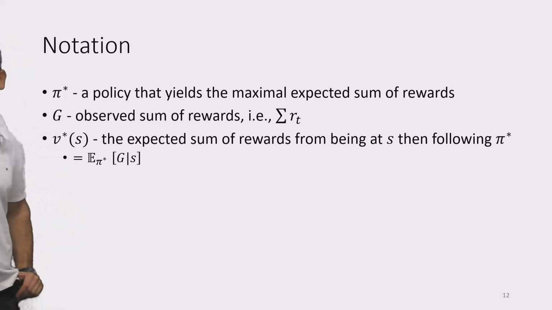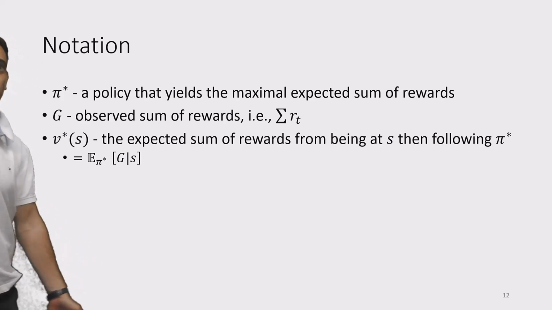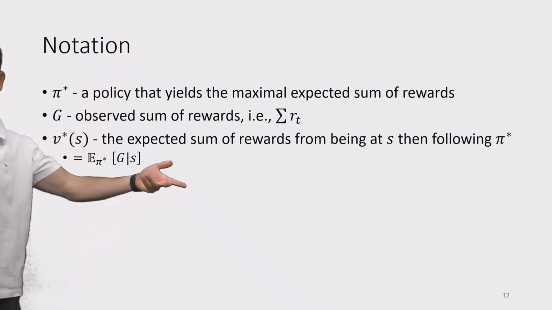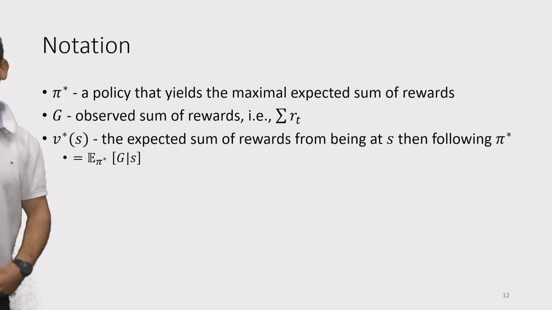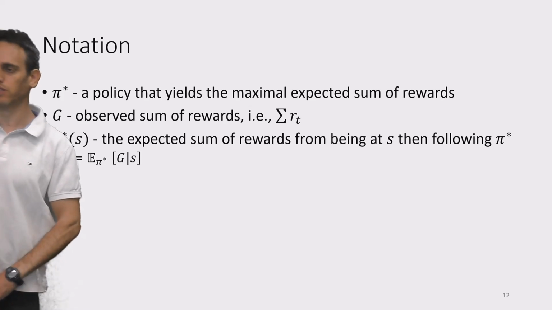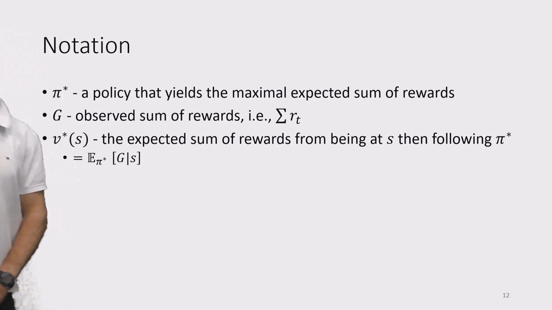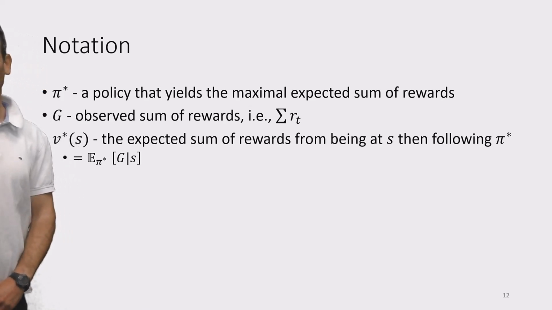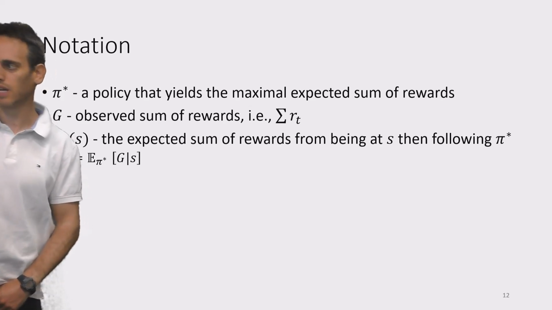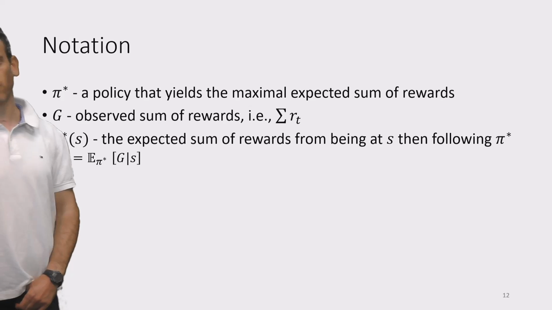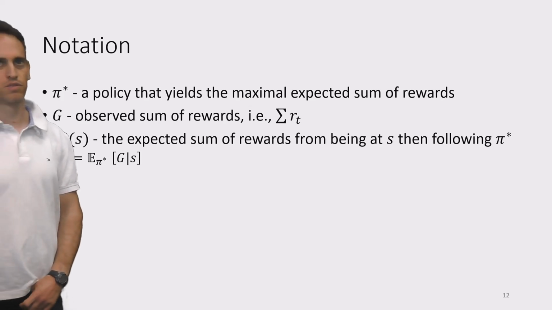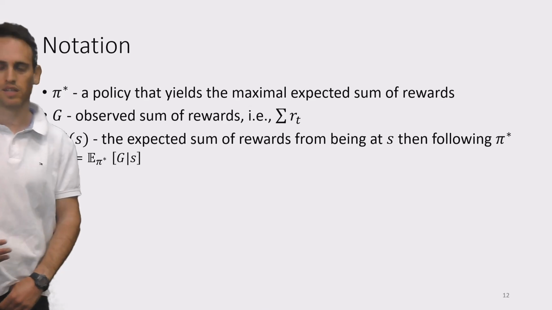G, capital G, is the observed sum of rewards, that is after one rollout in the environment. So we follow a specific policy and we observe a set of rewards throughout our trajectory. Capital G would represent the sum of these rewards. And then we also define V star of S. This would be the expected sum of rewards from being at a specific state S and then following pi star. This will be the expected value of G if we start at state S.